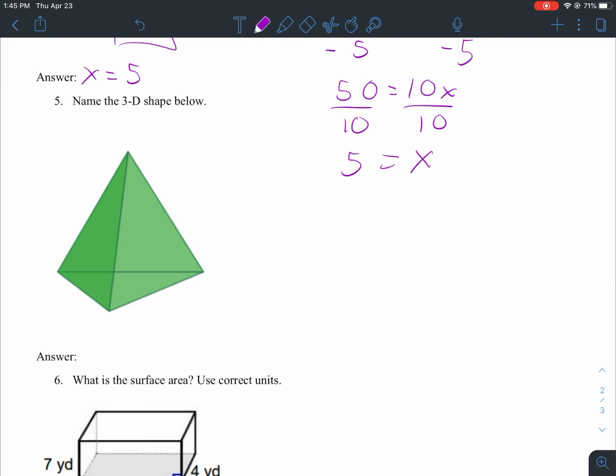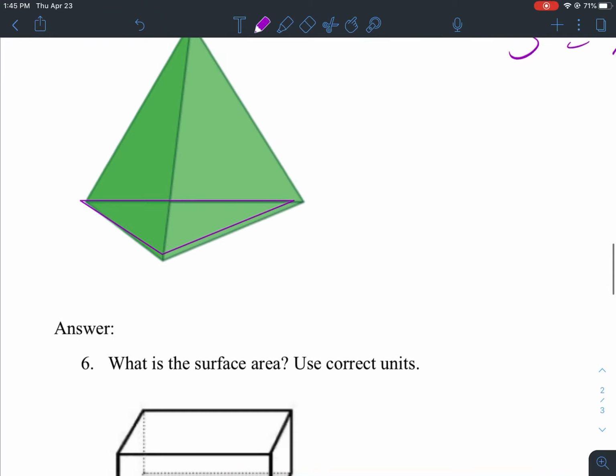Now for number 5, it says name the 3D shape below. So if I look here, this is clearly a pyramid, right? Now, I had to figure out what kind of pyramid this is, and in order to figure out what kind of pyramid it is, I'm going to look at the base. This right here is clearly a triangle, so this is a triangular pyramid.